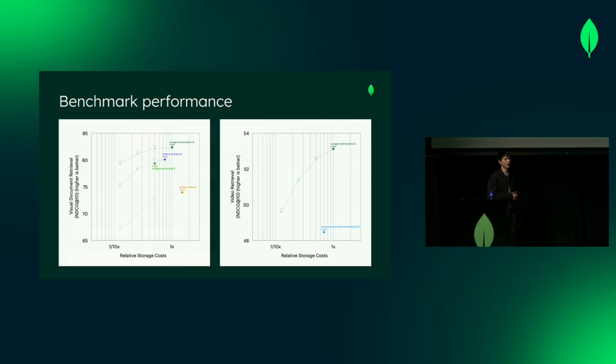On the right, we have video retrieval, which is the task of searching for a video clip given a text query. And Voyage Multimodal 3.5, again in the dark green, outperforms the only other commercially available video embedding model, Google's Multimodal Embedding 001, by about 4 to 5%.